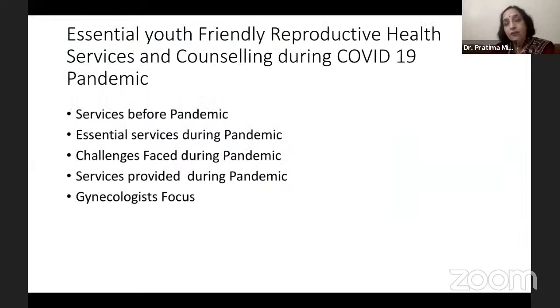And what I will be focusing on, as has been told earlier also, is first, what services we were giving before the pandemic. Dr. Kirti also addressed this a little bit. So I will be talking about services before the pandemic, then essential services during the pandemic: what are the essential services to be provided, what are the challenges faced, what services were really provided, and what should be a gynecologist's focus?